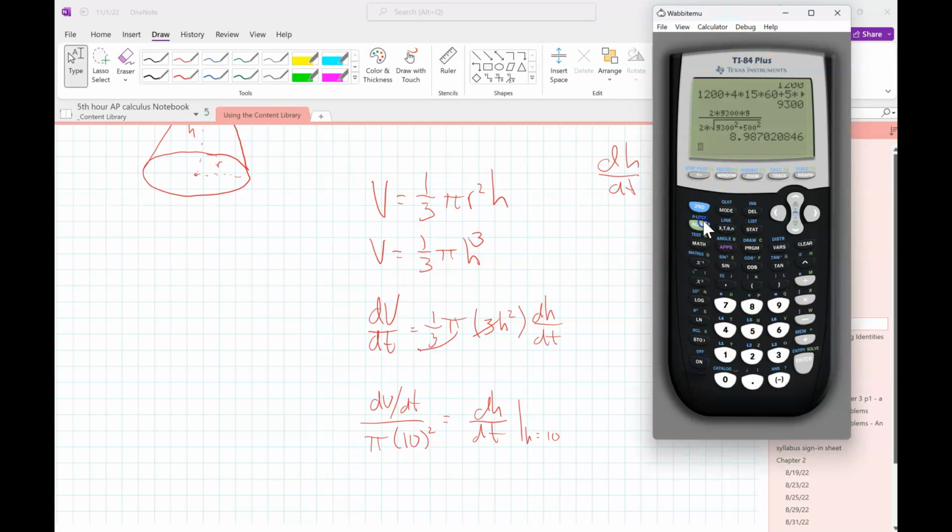So we have dV/dt was 30. We have pi times 10 squared. So about 0.095 feet per minute.